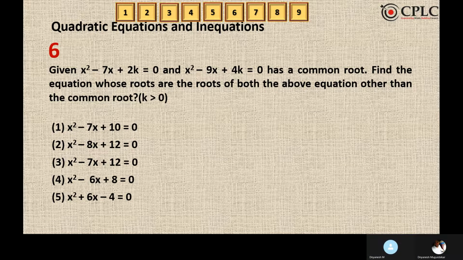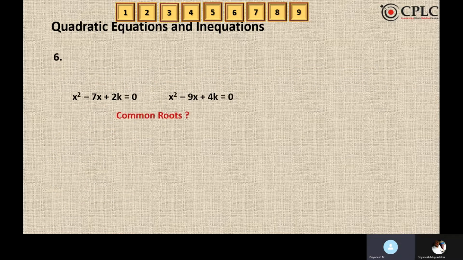So both the equations have a common root. So let's equate both of them. When we equate and start solving, we'll get a relationship between x and k. So after a bit of solving, you should get x is equal to k. Now what you can do is substitute that in any one of the two quadratic equations. In place of x, you substitute k.